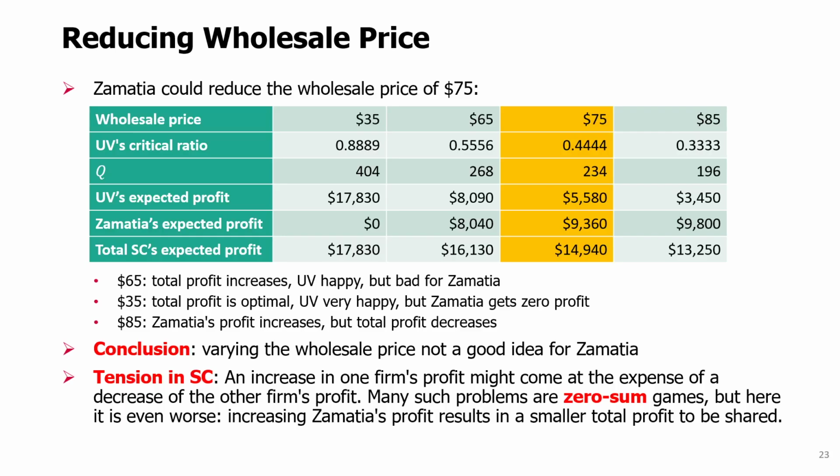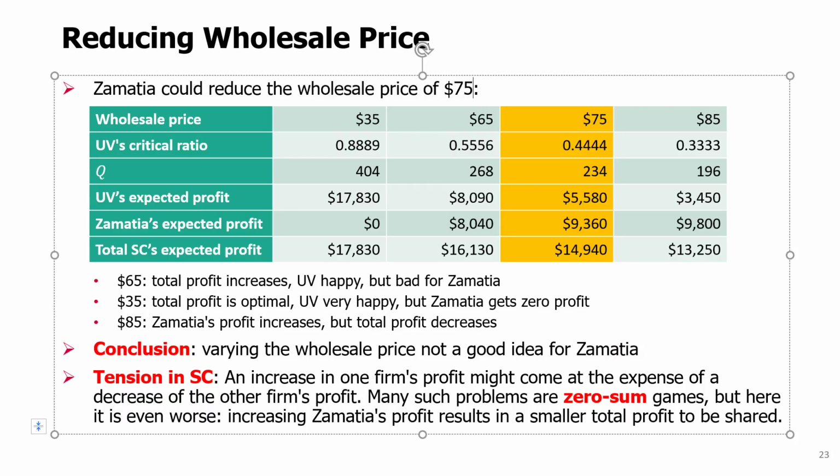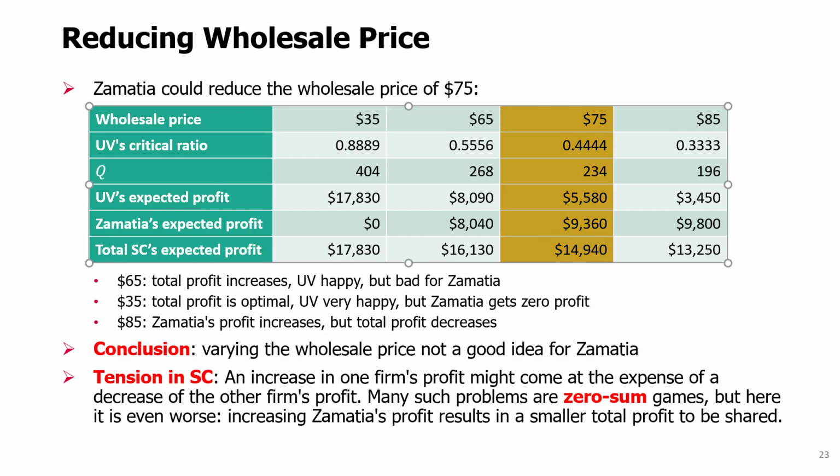You might be tempted to think that it's just a question of reducing the wholesale price that Zamatia offers to UV, right? The $75. So here we have an evaluation again, right? The summary of what we did when we had the wholesale price, $75, critical ratio, was this was the quantity, UV's maximum profit, because they optimized, and then this resulting profit of Zamatia and total profit. And notice if, for example, Zamatia reduces the wholesale price to $65, yes, there is some benefit, right?